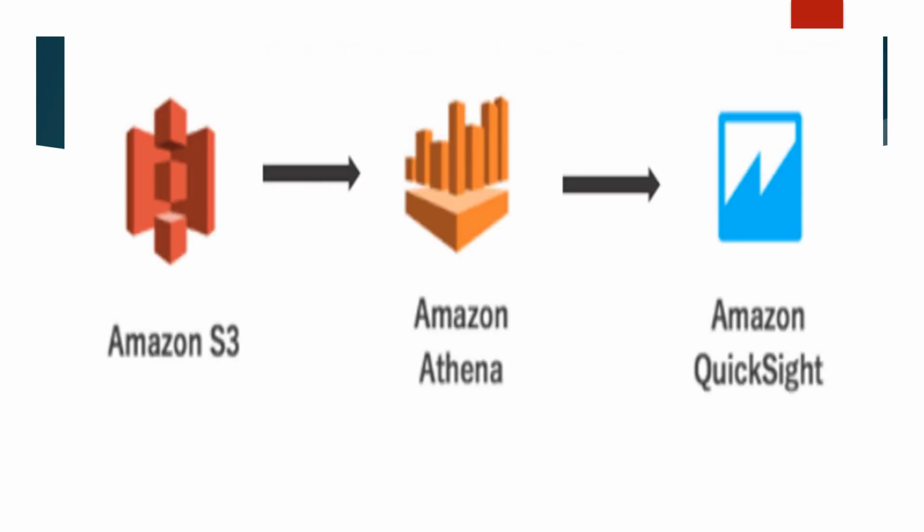This is the diagram that will help you to understand this. From Amazon S3, we take the data and build a table. After building the table, we execute the queries, and after executing the queries, we can analyze the results using Amazon QuickSight.